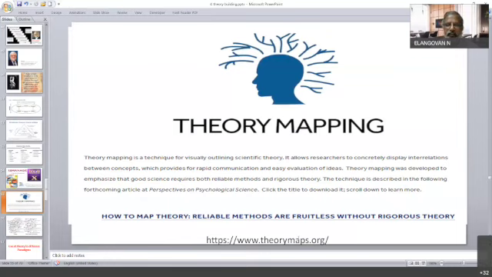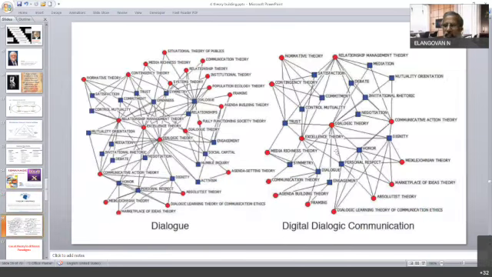So in review of literature, yesterday we spoke about mapping. Mapping of variables. You can also do mapping of theories. So like this, with the central idea of dialogue or digital dialogue communication, how different theories are connected.